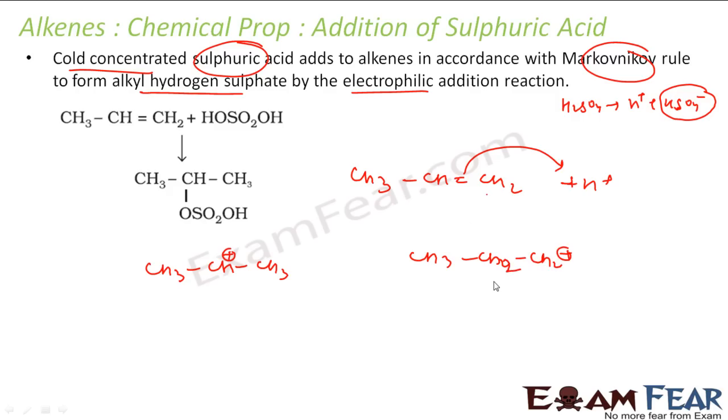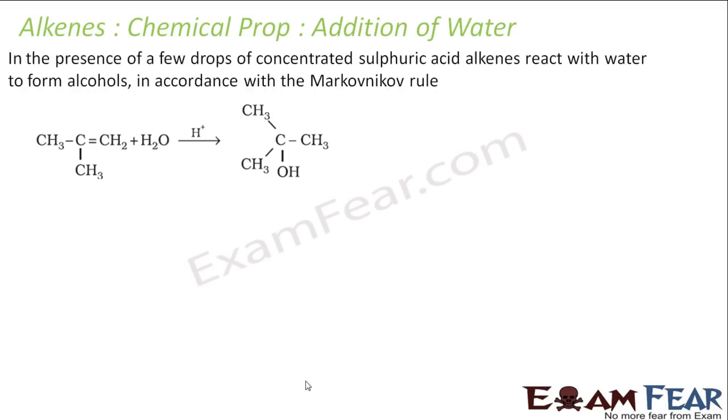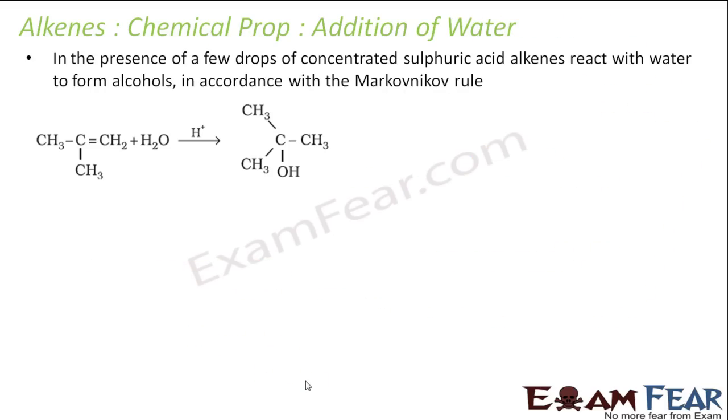So out of these, which one is more stable? Obviously this is a secondary carbocation and this is a primary carbocation, right? This is more stable, so this is formed. Now on this, my HSO4 minus will attack. So this will form CH3, CH, CH3, and OSO3H.